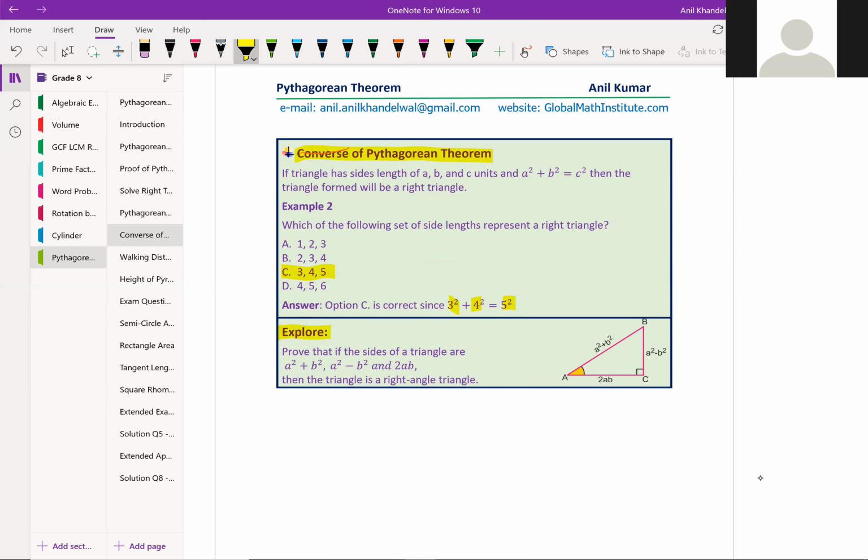Prove that if the sides of a triangle are a squared plus b squared, a squared minus b squared, and 2ab, then the triangle is a right angle triangle. Yeah. So you could also produce your triples using 2 numbers, right? So I have drawn here, one side is a squared minus b squared. The longest will be a squared plus b squared, and the other leg is 2ab, right?